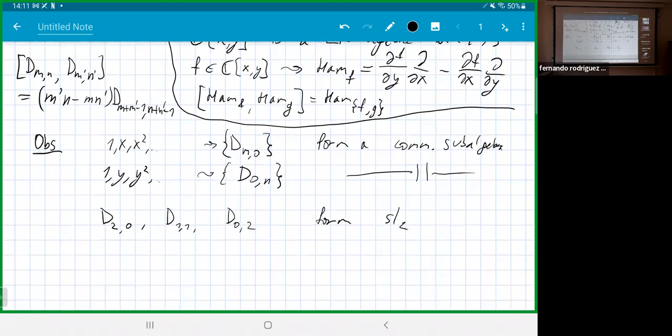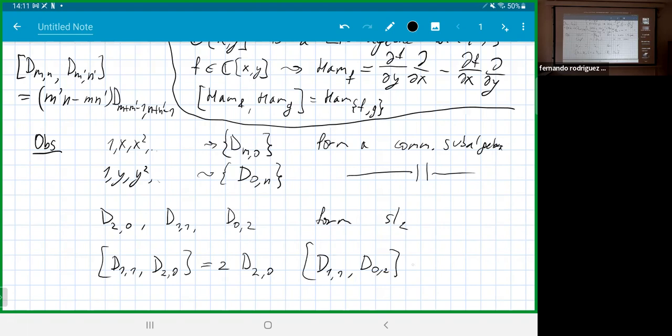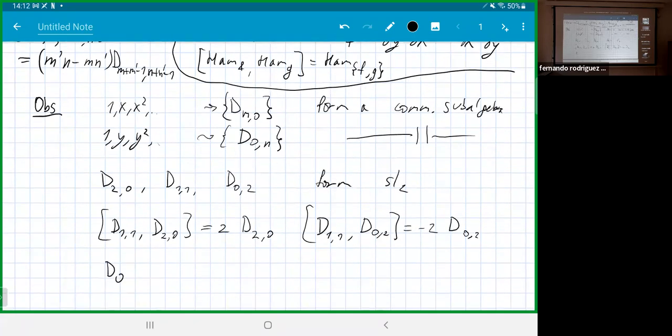We can compute explicitly: the commutator of D_{1,1} and D_{2,0} has determinant 2, giving 2 D_{2,0}. Then D_{1,1} with D_{0,2} gives minus 2 D_{0,2}. And finally D_{0,2} with D_{2,0} gives four times D_{1,1}. Here you see that I need some correction, because in sl2 there would be no four. So I just have to divide by two. It's still sl2, it's just not the standard basis.